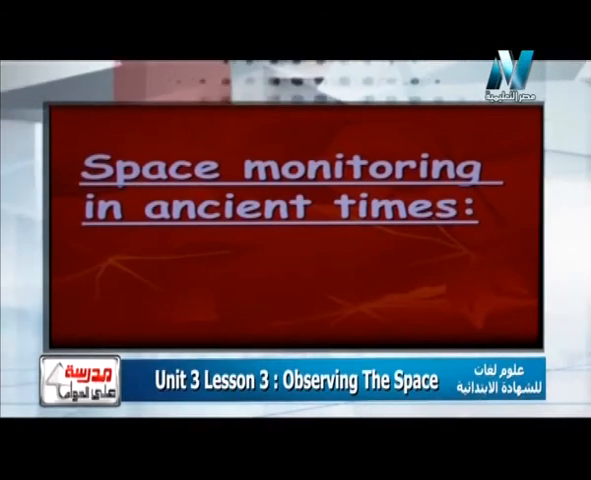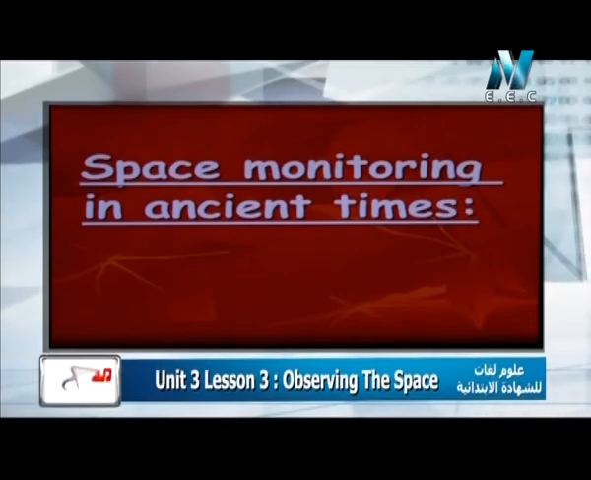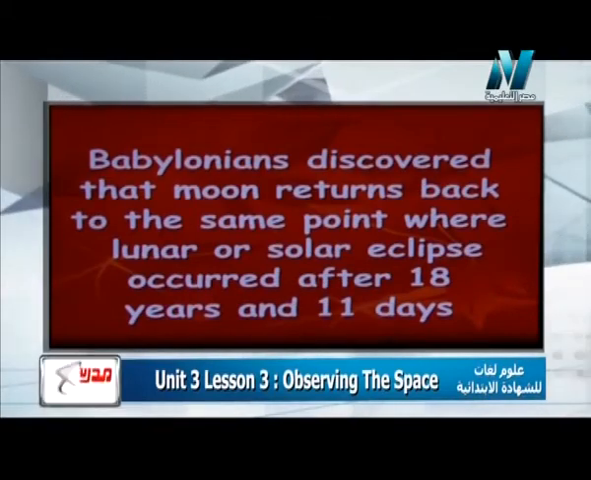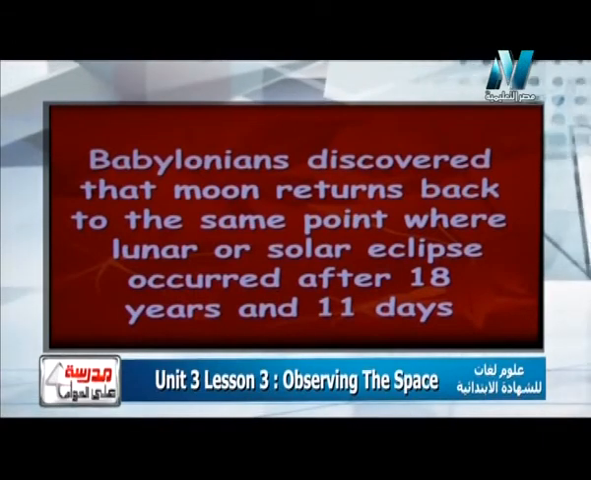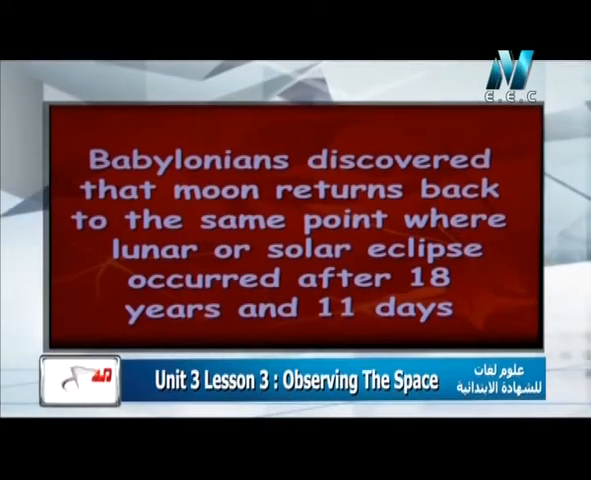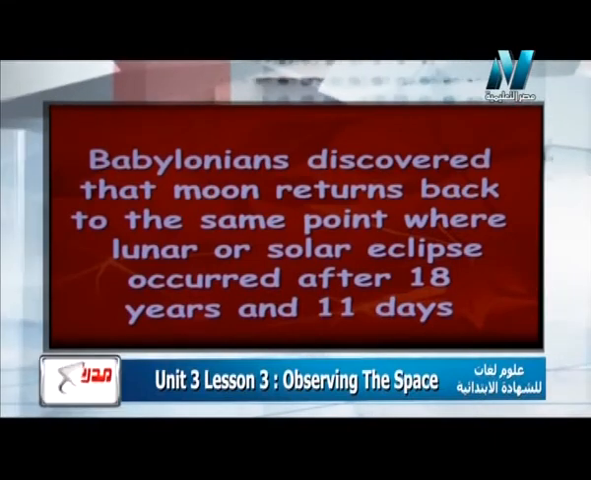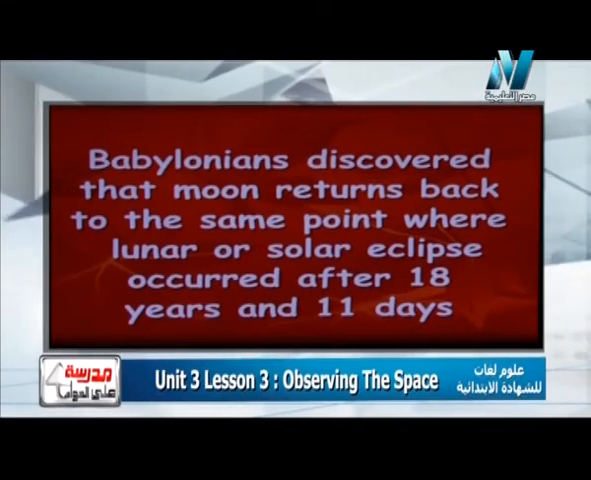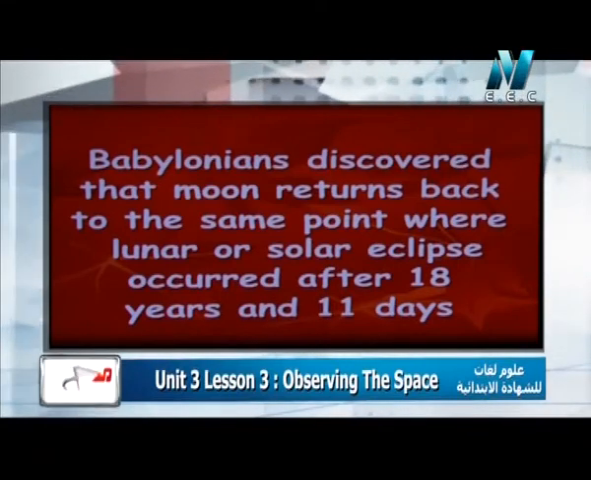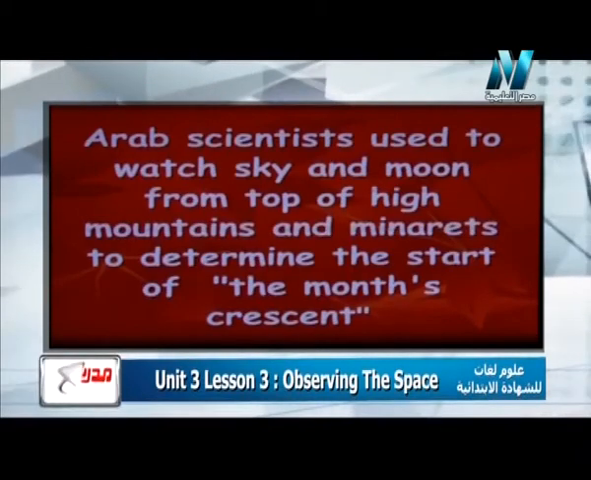Let us have a historical hint about space monitoring in ancient times. Look here, the Babylonians discovered that the moon returns back to the same point where a lunar or solar eclipse occurred after 18 years and 11 days. The Babylonians were great scientists. So what else about this historical hint?